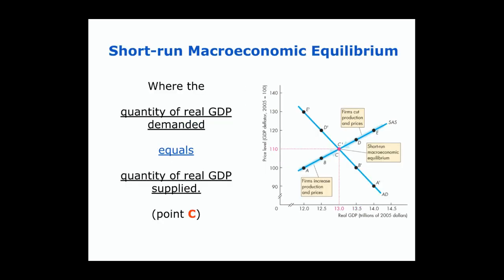So in the short run, we have what's called a short run macroeconomic equilibrium, when the quantity of real GDP demanded equals the quantity of real GDP supplied. And that's point C on the graph here. This is when there's a balance between the short run aggregate supply and the aggregate demand curve. This is the short run macroeconomic equilibrium.